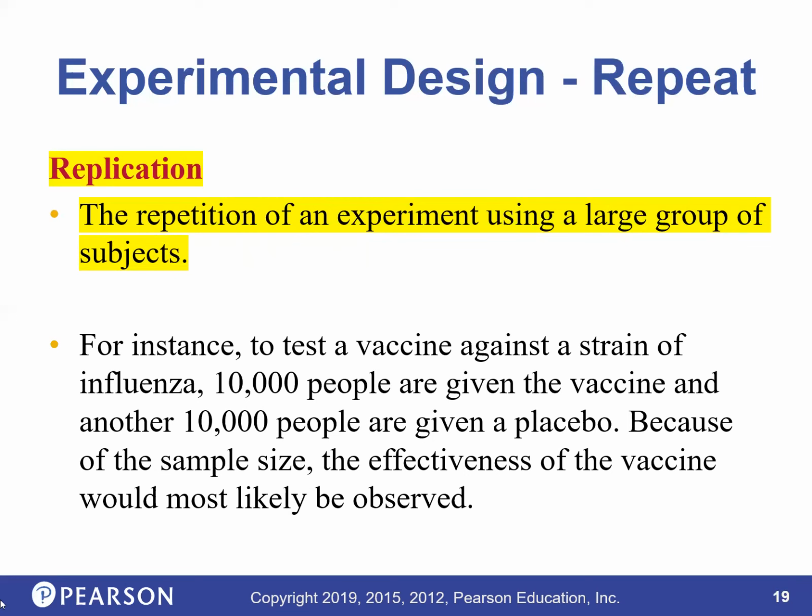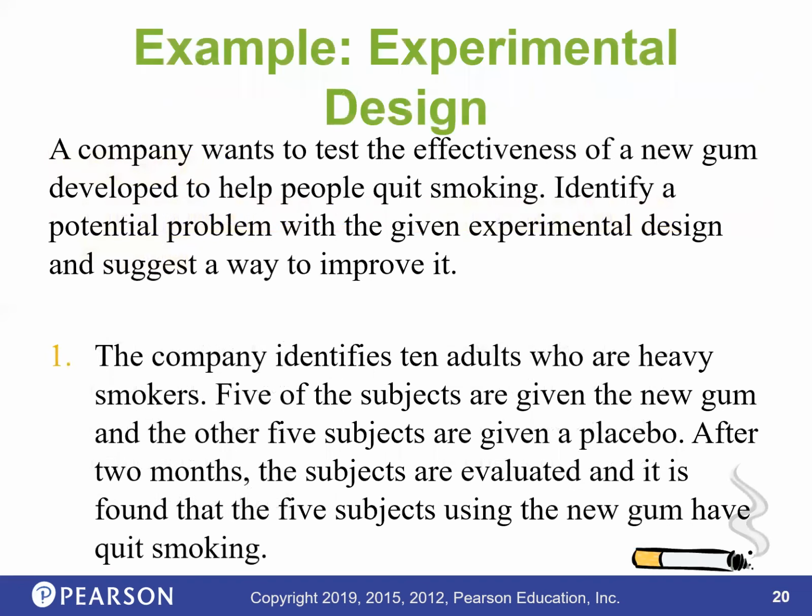All right. Let's go through just a few quick things here. I'm going to give some examples. Let's talk about it. Don't need to write them down. Here it is: the company wants to test the effectiveness of a new gum developed to help people quit smoking. Can you identify a potential problem with this experiment design? What's the issue? Is it a control issue? Is it a randomization issue? Or is it a repeatability issue?